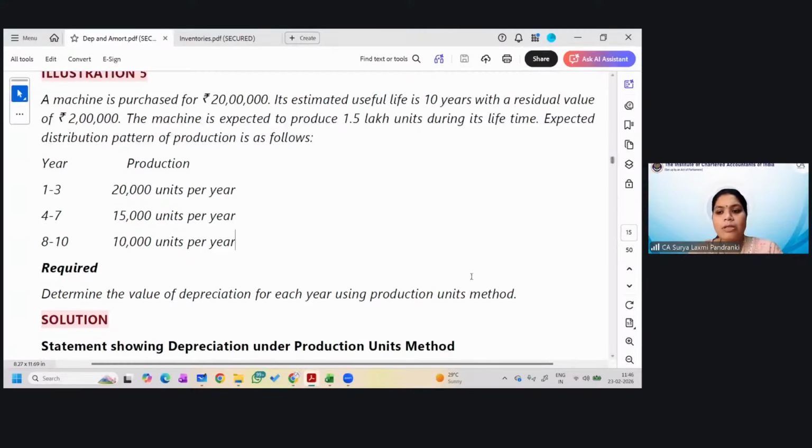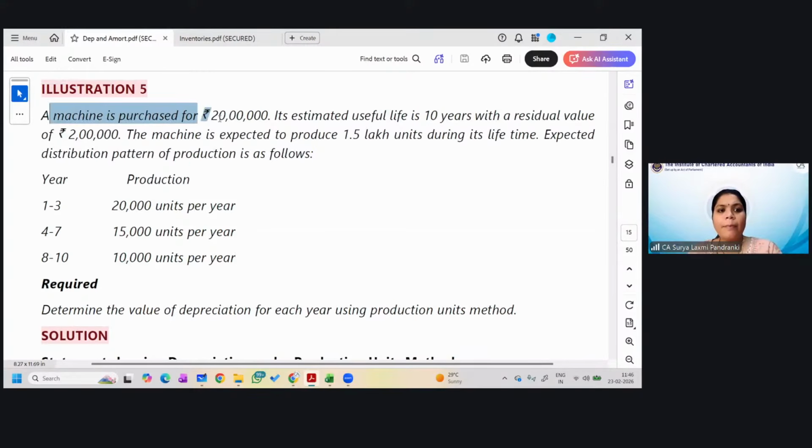Okay, this is also almost the same question wherein the machine was purchased for 20 lakhs, expected useful life is 10 years, residual value is 2 lakhs, and the machine is expected to produce 1.5 lakh units. In the entire life of 10 years, it can give you 1.5 lakh units. And how is it distributed? In the first 3 years, it will give you 20,000 units per year. Years 4 to 7, it is 15,000 units per year. And years 8 to 10, it is 10,000 units per year, right? So they have distributed how many units it is going to give me per year, and I know the total, 1.5 lakh units.